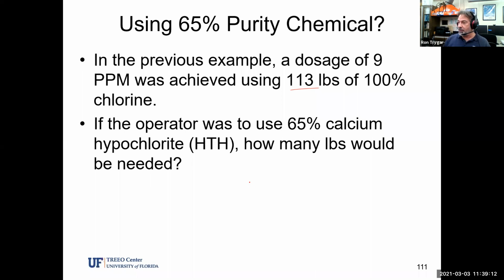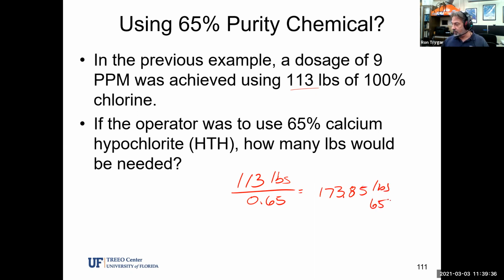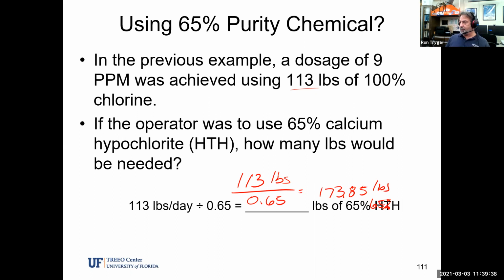So we have 113 pounds. And we're using 65%, so 0.65. So how many pounds would really be needed? So 113 divided by 0.65, and I come up with 173.85 pounds of 65%. All right, so there we go.